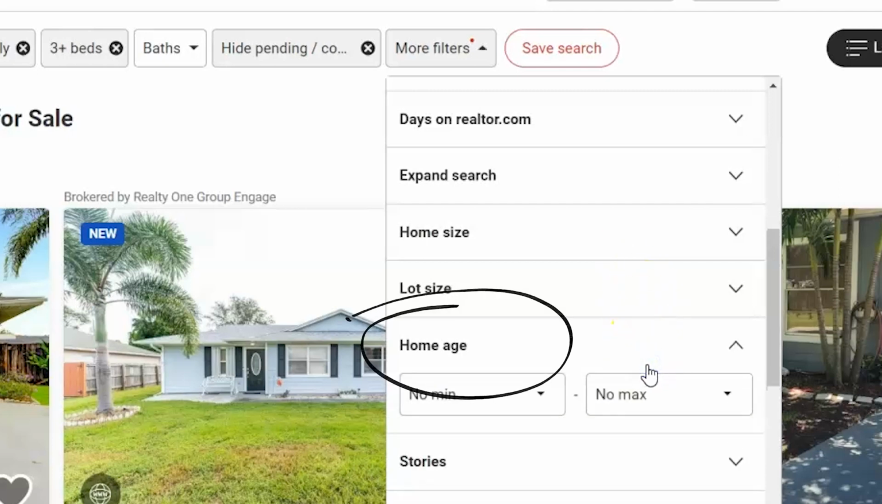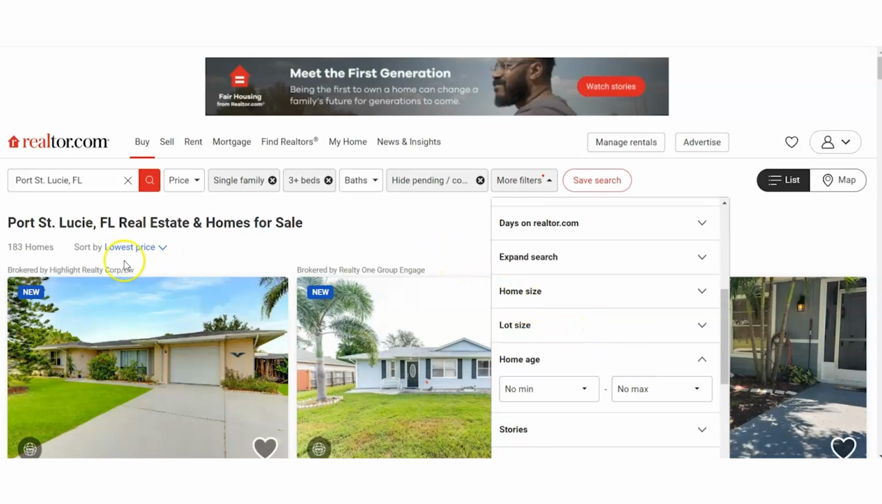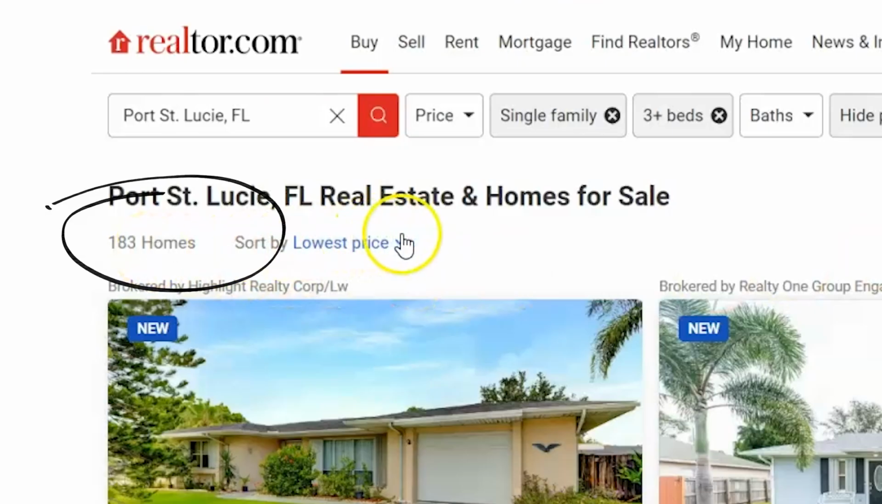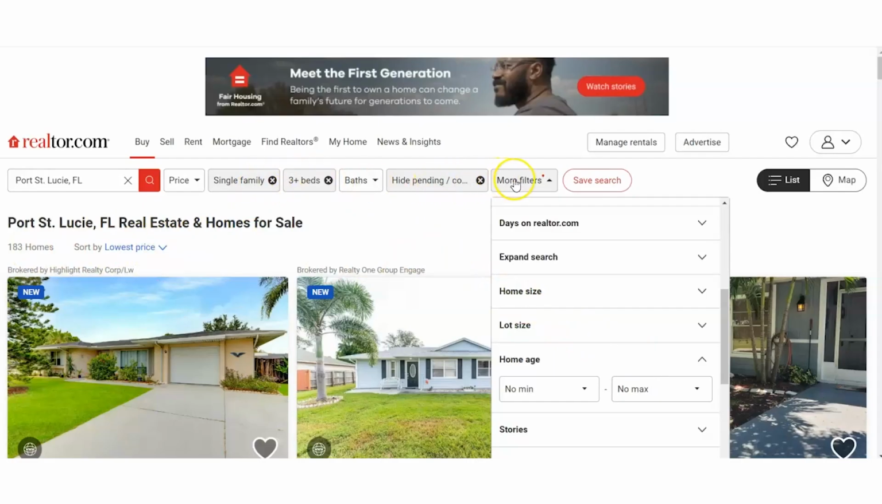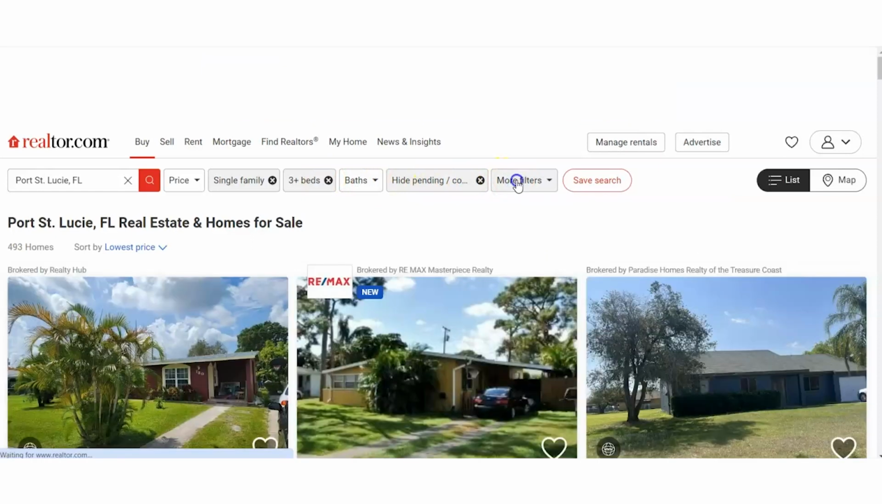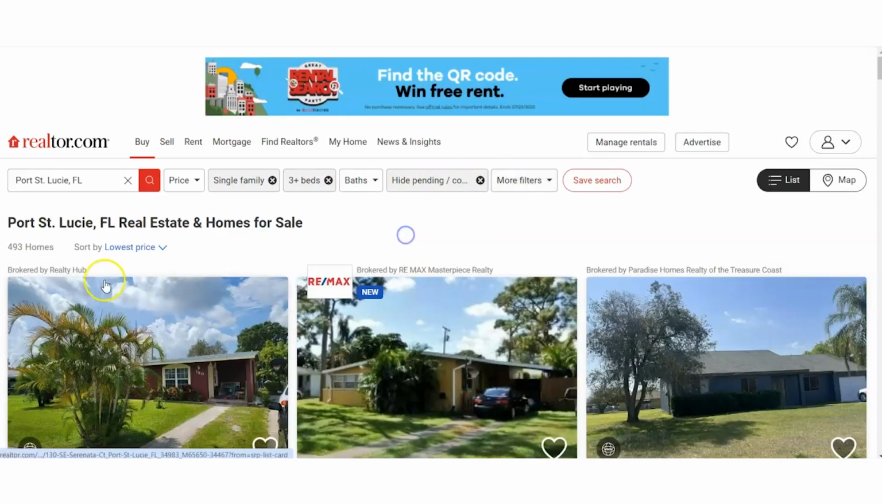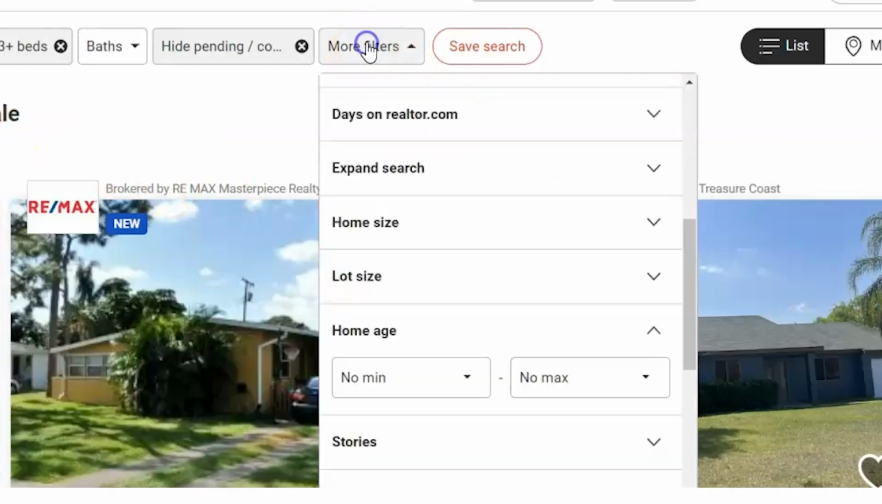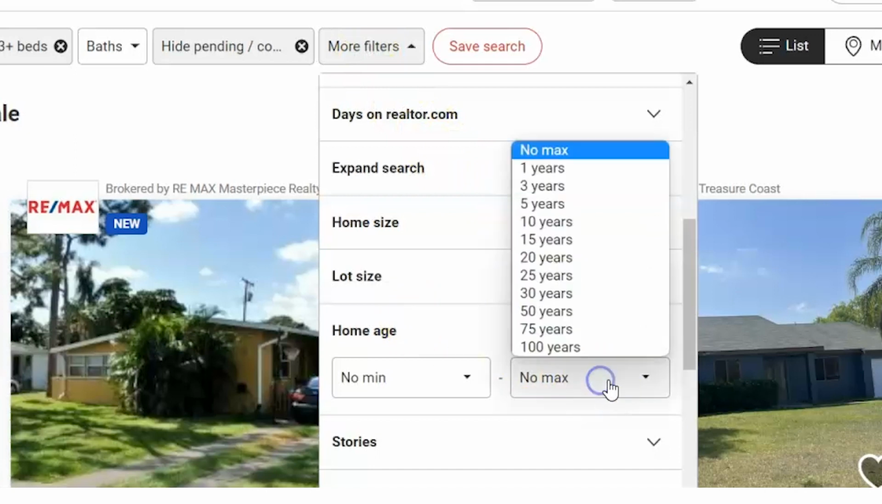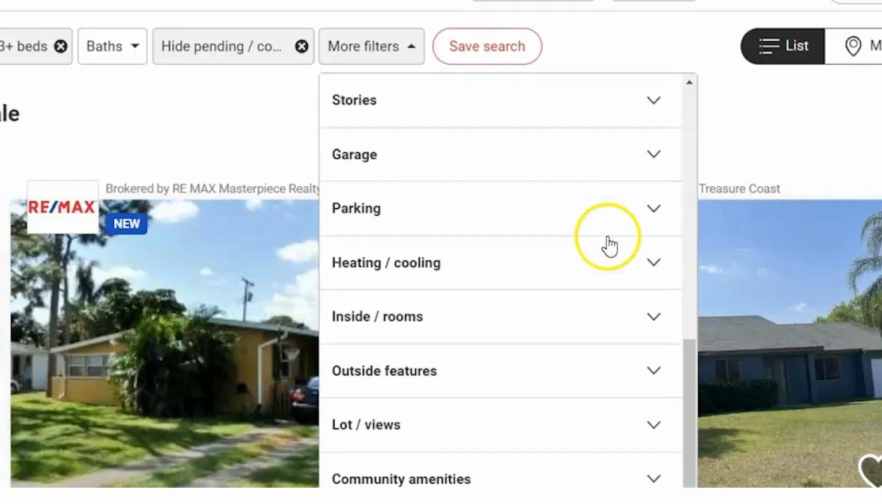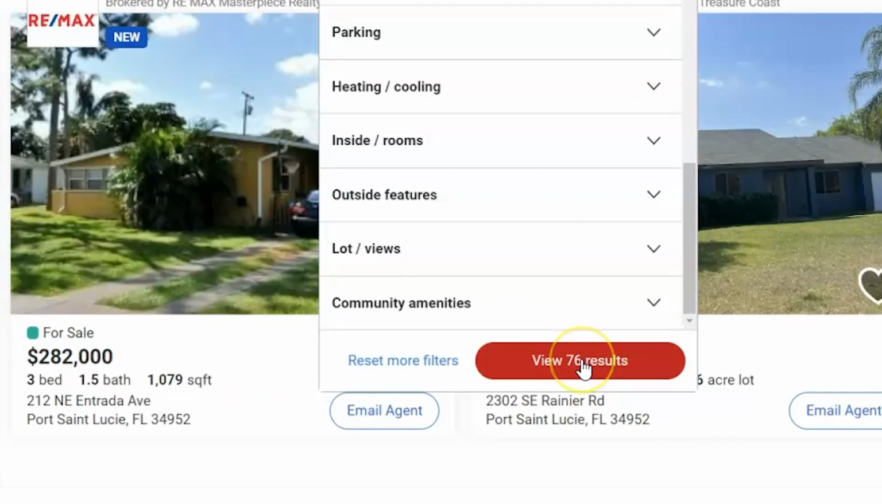All right. Now keep in mind that right now it's showing me 183 homes that are 3 beds. Let me just see what we have under more filters. Okay, there we go. So we've got 493 homes that are 3 bedrooms, all right, in this market. Now I'm going to go down to more filters and I'm going to type in home age and I'm going to say no more than 3 years. I'll scroll down. I'm going to see a little number over there, 76 results.